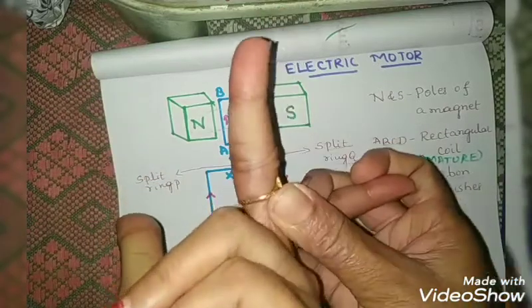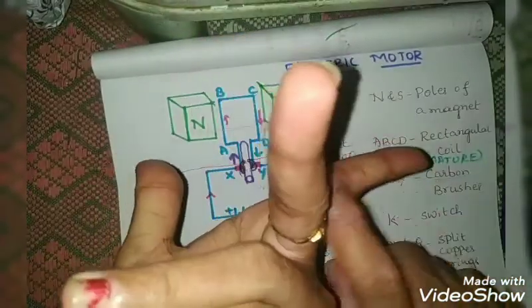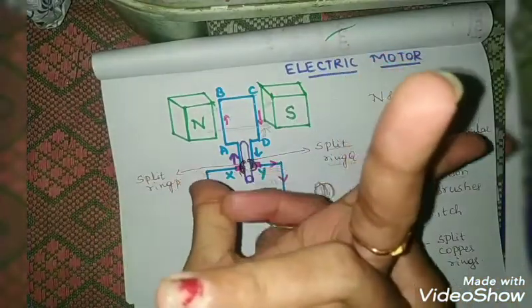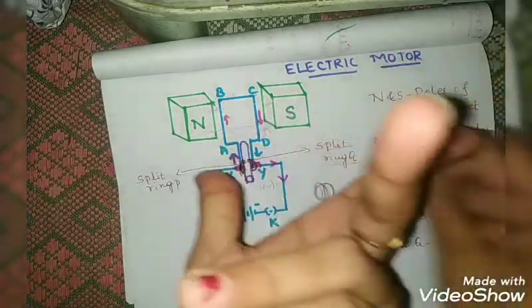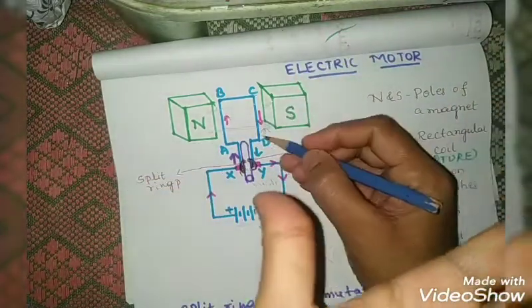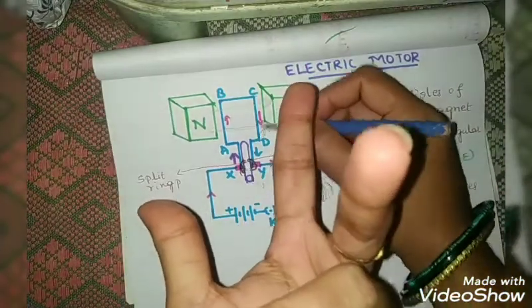But what happened now? Here you can see this is the north to south magnetic field. Current is flowing in this direction. So what happened? Now this should be downwards. Mechanical force downwards, children. Here you can observe CD. This is the direction of the current, current here in CD along this direction.